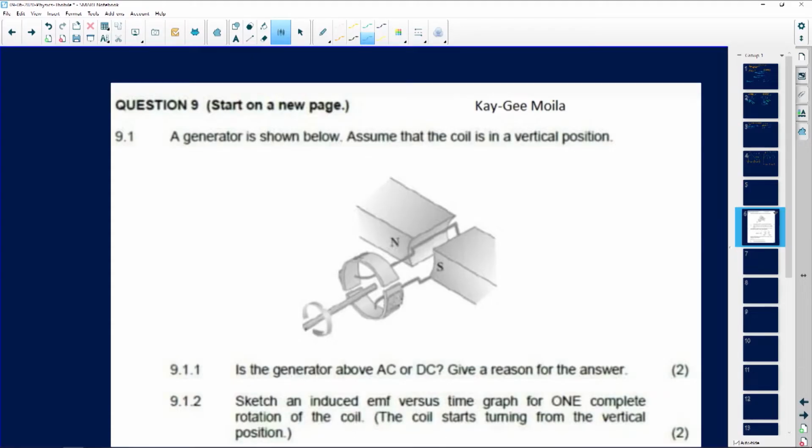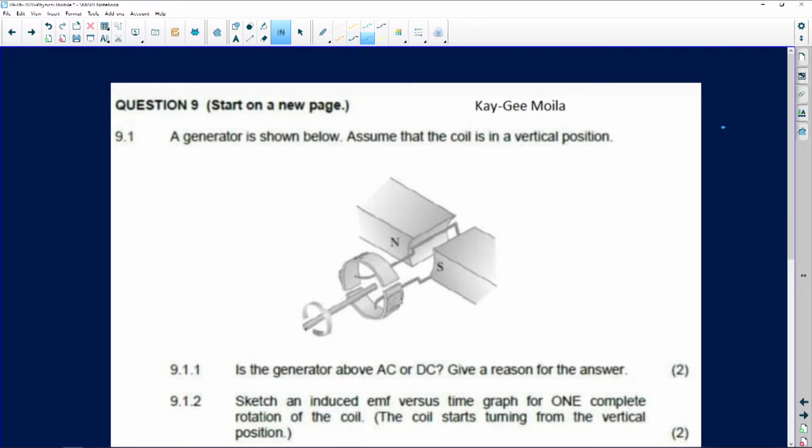I've got another question here by KG Moila, and he has given us a structure that he wants us to help him answer. It says, a generator is shown below. Already, I love doing this. When we talk about a generator, we talk about mechanical energy, because chances are they're going to ask you about mechanical energy, and we convert that into electrical energy.